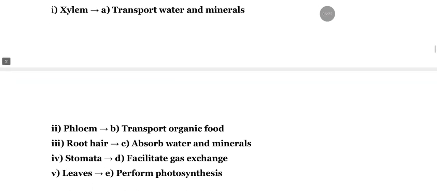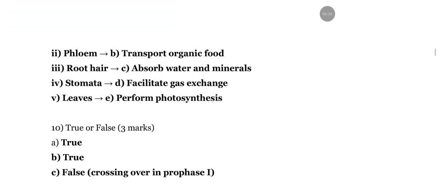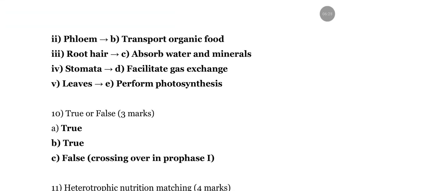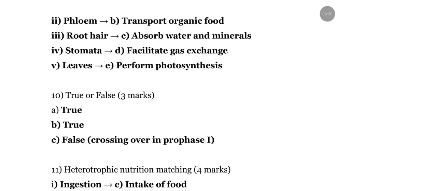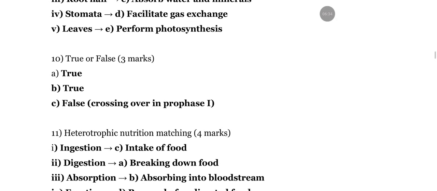There are the answers as well. Xylem transports water and mineral salts. Phloem transports organic food. Roots absorb water and mineral salts. Then stomata facilitate gas exchange, where the leaves perform photosynthesis.